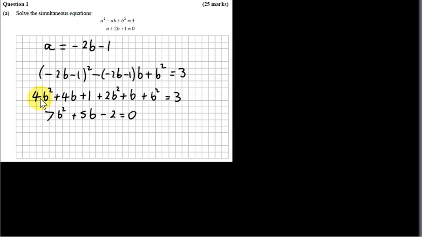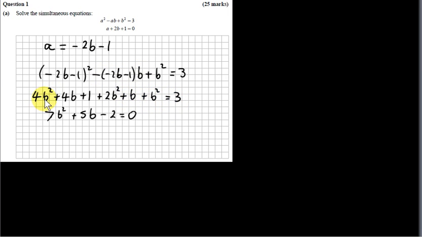Squaring out this bracket here, we get plus 4b squared plus 4b plus 1. Multiplying the minus in here, we get minus 2b, that's plus 2b, and that in turn is multiplied by the b out here to get plus 2b squared. We have a minus 1 gives plus 1 times b to give plus b. Then we have plus b squared equals 3.